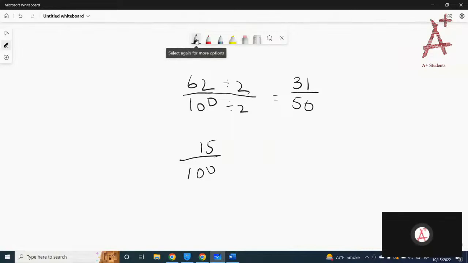So you have to write the answer in the simplest form. Find a common number that can divide both numerator and denominator. So it would be 5 times 3 is 15 and 5 times 20 is 100. So it would be 3 over 20. Got it?